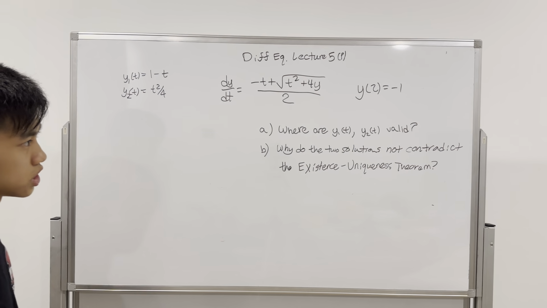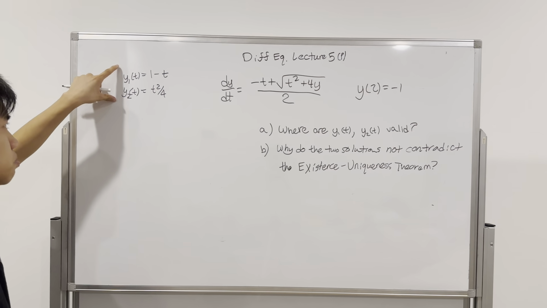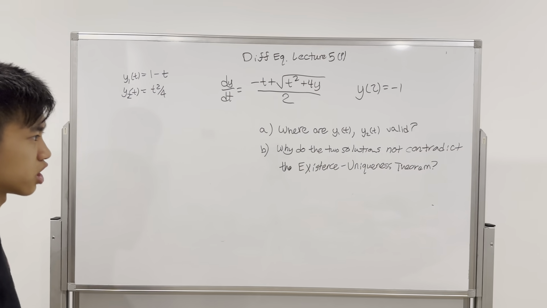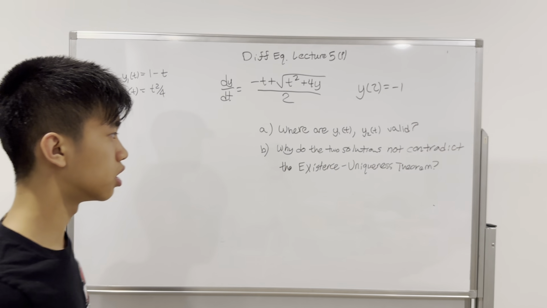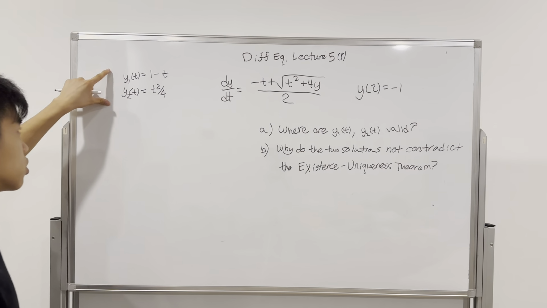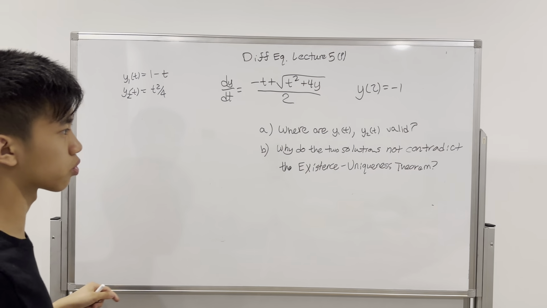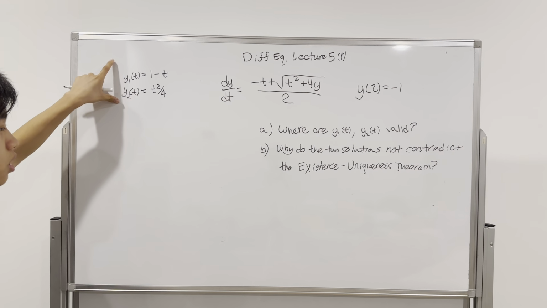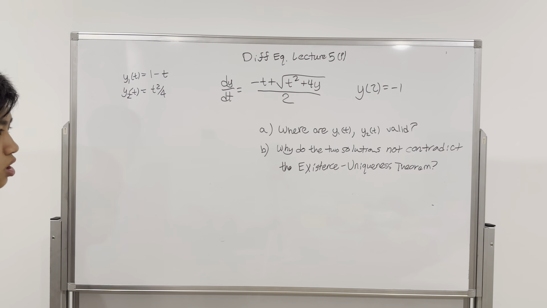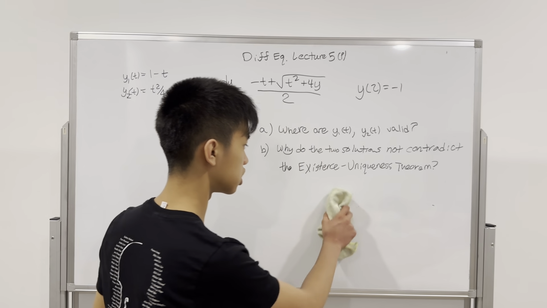So the question is, where are these specific solutions valid? And why do these two solutions not contradict the existence-uniqueness theorem? Or in other words, since there are two solutions, there are no unique solutions. Unique requires only one solution, and that being the only solution to the problem. But since there's two, it's not unique. So why does it not contradict the existence-uniqueness theorem?